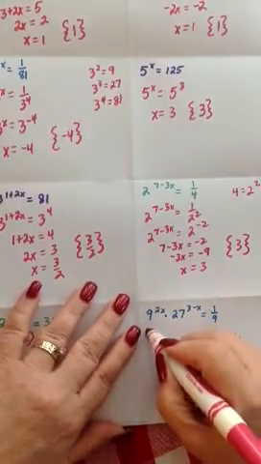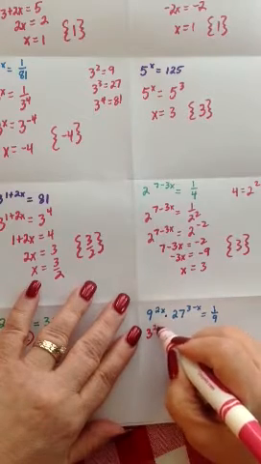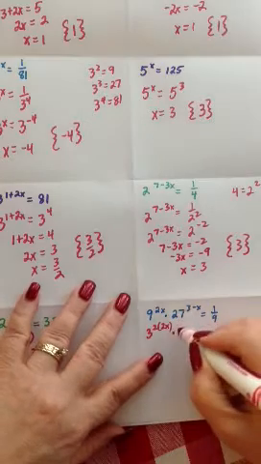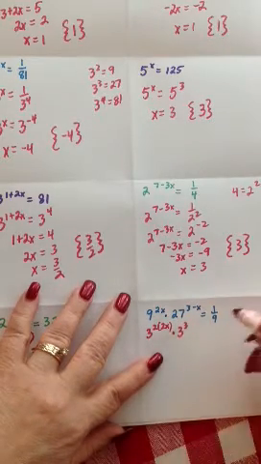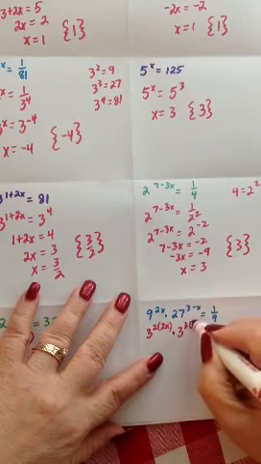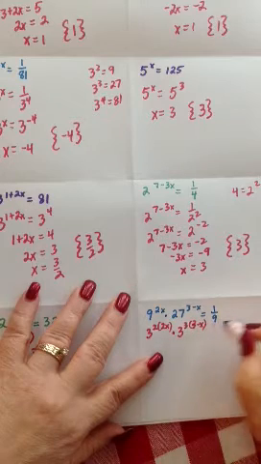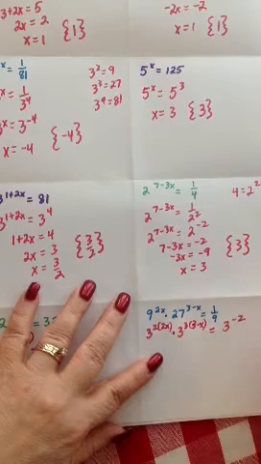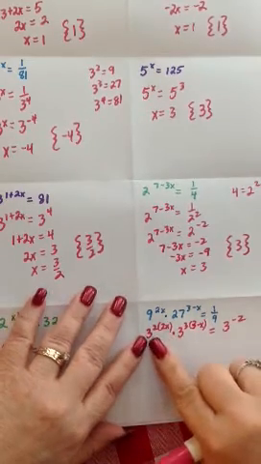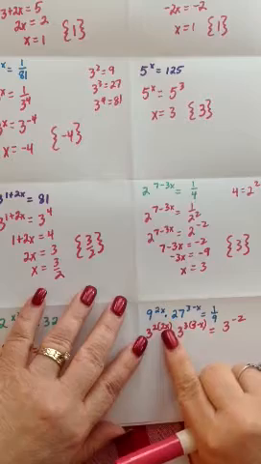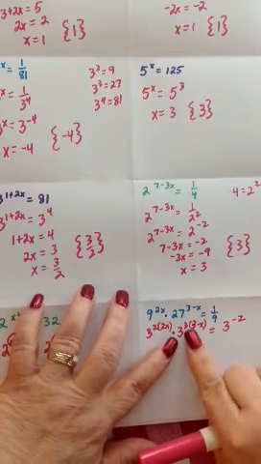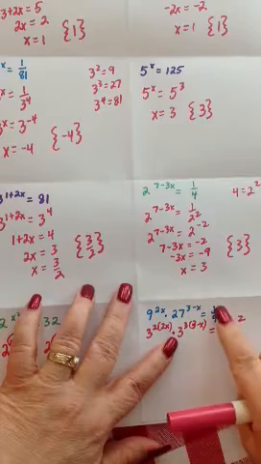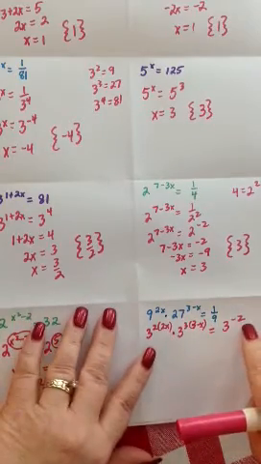We could call 9 3 squared, so we could say 9 is 3 squared to the 2x, times 27 is 3 cubed to the 3 minus x, is equal to 1/9, which is 3 to the negative 2. Okay, let's talk about what I did. 9 is 3 squared, and I put the 2x in parentheses. 27 is 3 cubed, and I put 3 minus x kind of sloppily in parentheses. And 1/9 is 3 to the negative 2.